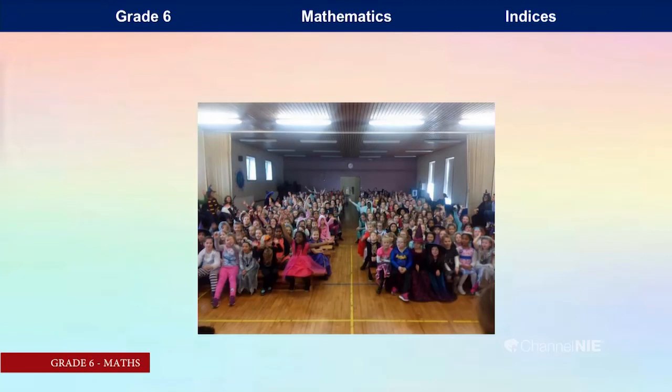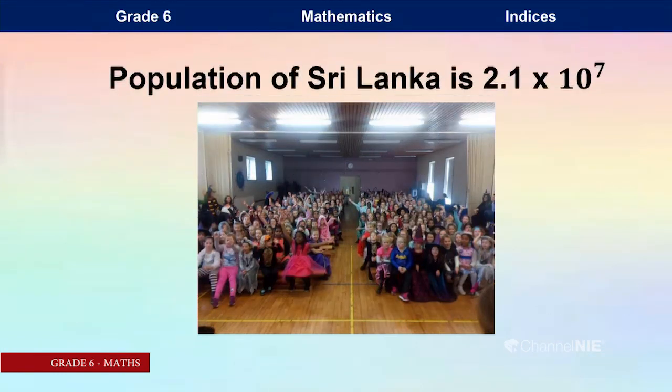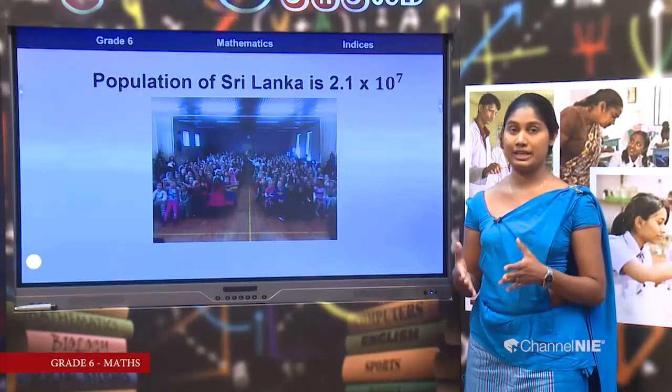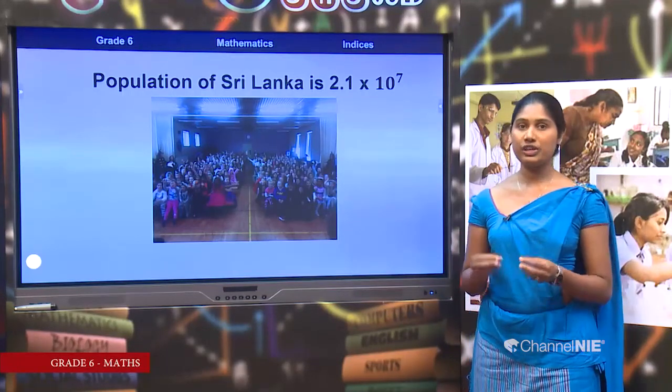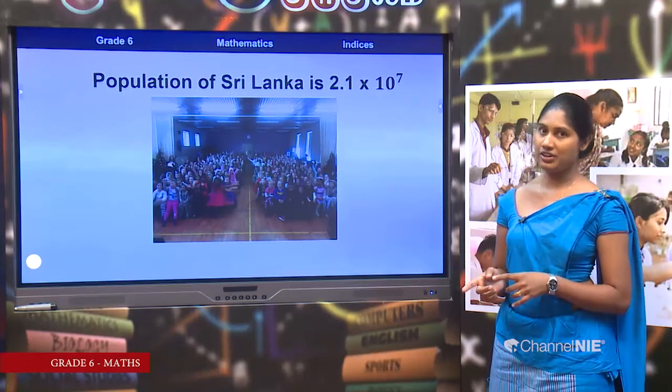Okay, my dear children, what can you see in this picture? You can see some children in this picture. So, this is our future. When we consider the population of our country, Sri Lanka, that is 2.1 into 10 to the power 7. Here we have learned about this index notation. If we write this number, it is a very large number, that is our population. So, we can make this concise. So, that is 10 to the power 7.